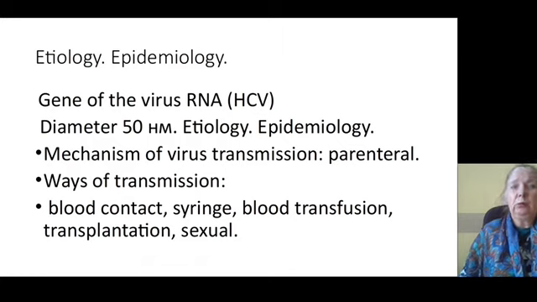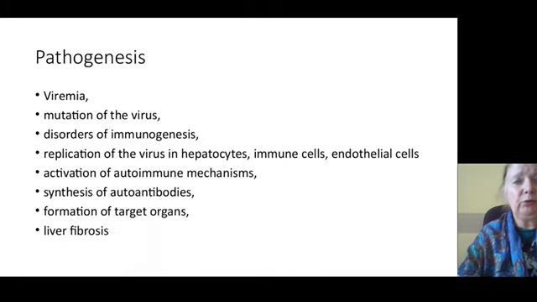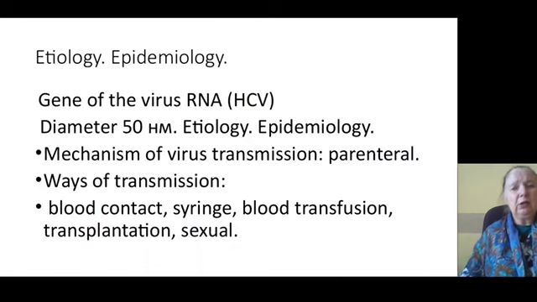Etiology and epidemiology of the virus, as in hepatitis B, so it is a parenteral mechanism of transmission. And ways of transmission are blood contacts, syringe, blood transfusions, transplantations, and sexual ways of transmission. So virus C is a very changeable virus, characterized by mutation abilities. There are 6 genotypes in the world, but in Russia more often we indicate the first and third genotype of the virus.